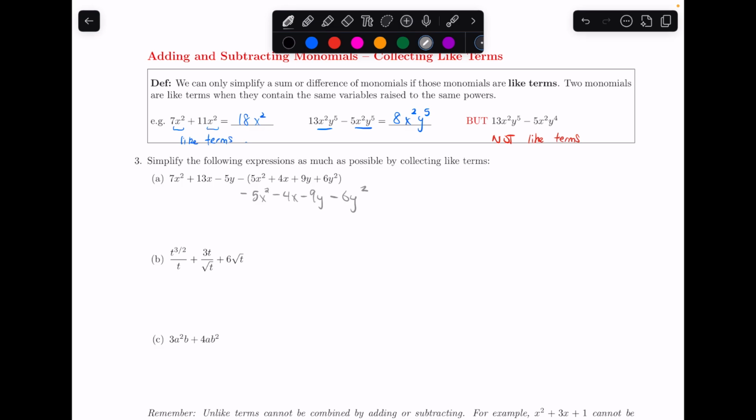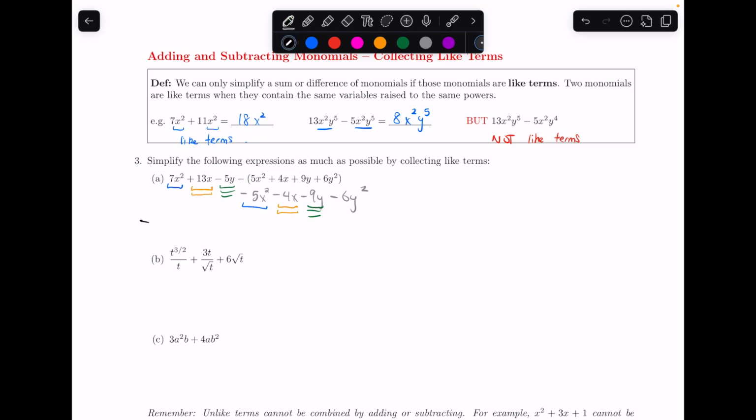So now I can see my like terms. I see I get a 7x squared and a minus 5x squared. Those are like terms. There's this plus 13x and the minus 4x. Those are like terms. And then there are this minus 5y and minus 9y. Those are like terms. But the minus 6y squared, there's no other y squared term. So that has no like term with it.